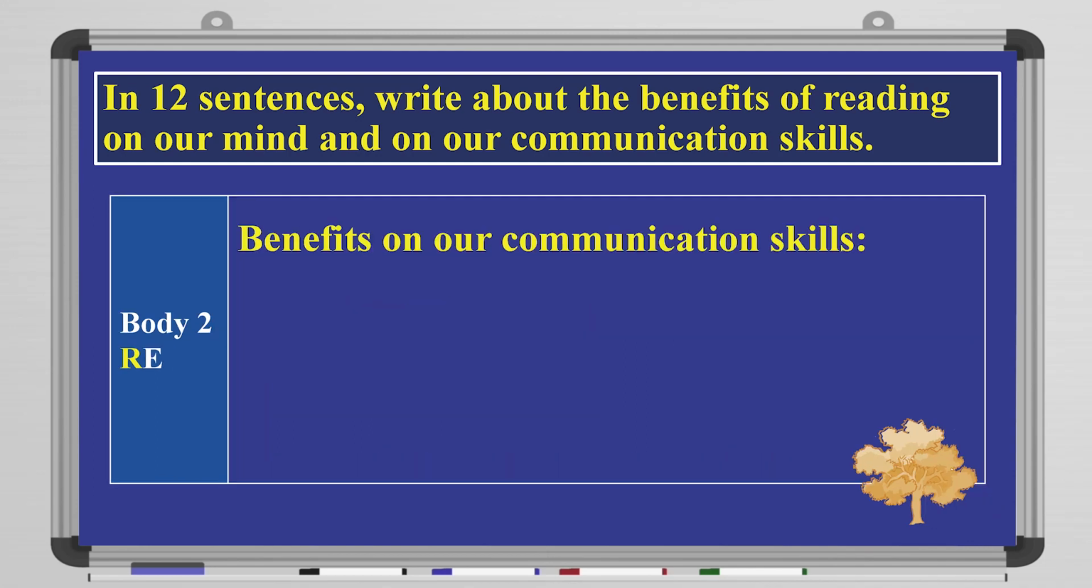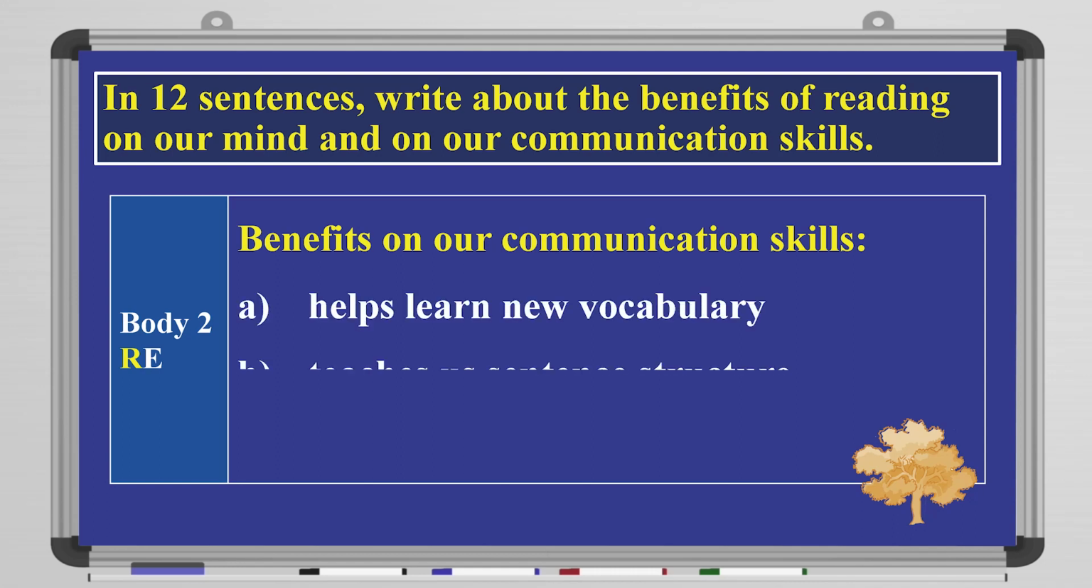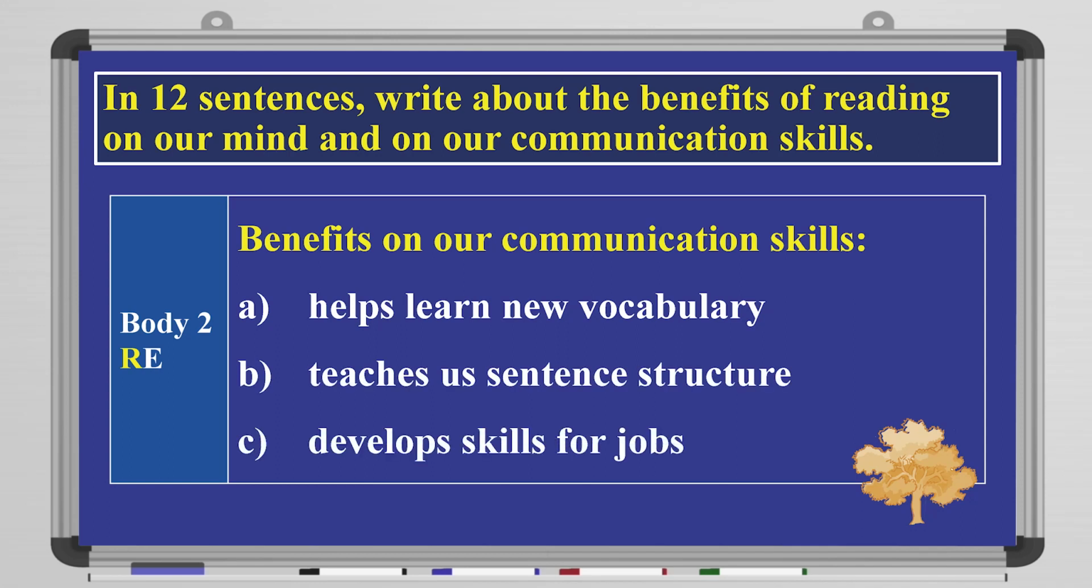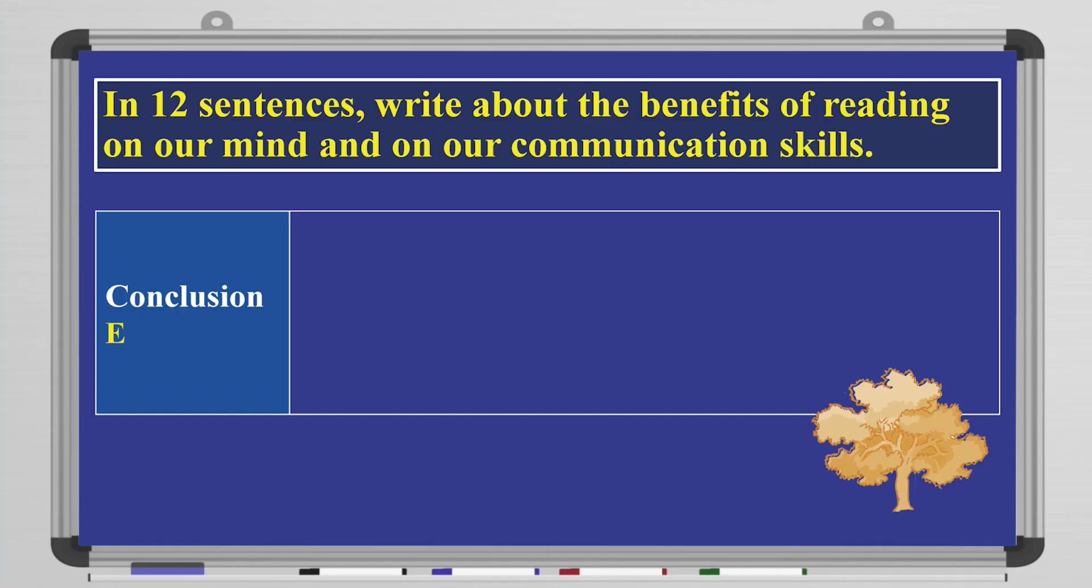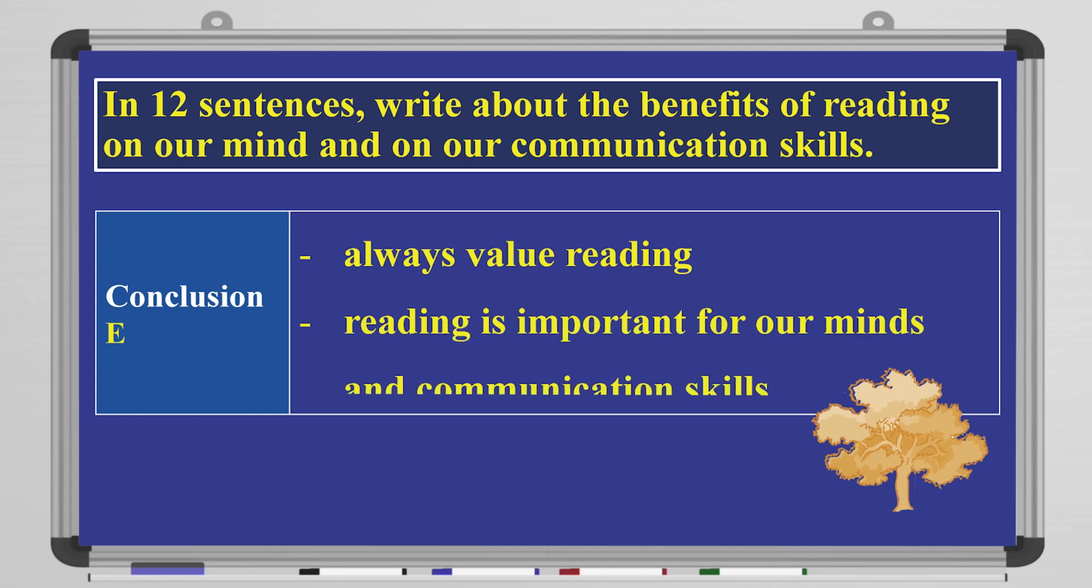In body 2, benefits on our communication skills: helps learn new vocabulary, teaches us sentence structure, develops skills for jobs. So those are ideas that you will put in sentences. Those sentences are called supporting details. And in the conclusion, we will conclude by summarizing the whole thing. For example, saying always value reading, because I mentioned the advantages of reading and how reading is a good thing. And then you will say reading is important for our minds and communication skills. That's how you will conclude your essay.